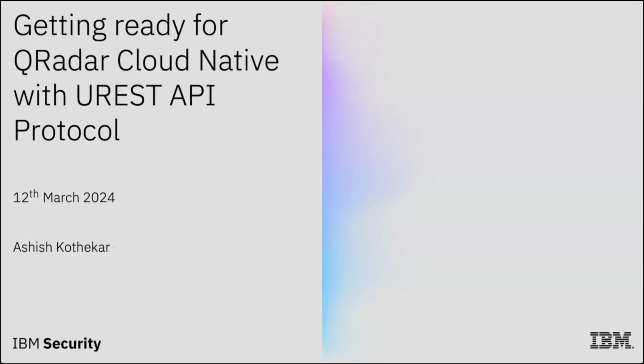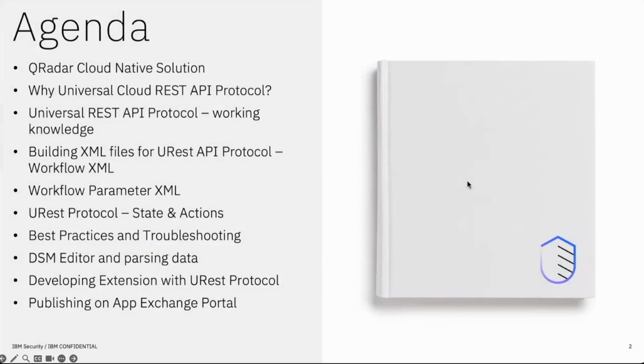Moving on to the agenda, today's agenda includes an introduction to the newly launched QRadar products and why Universal REST API, as we call it UREST, is an essential link for us as app developers to create integrations for the future. The UREST protocol will be discussed in detail with emphasis on best practices and some troubleshooting tips. We will discuss how you will be able to build new integrations and what changes are required in the current integrations to make them compatible with the product features.